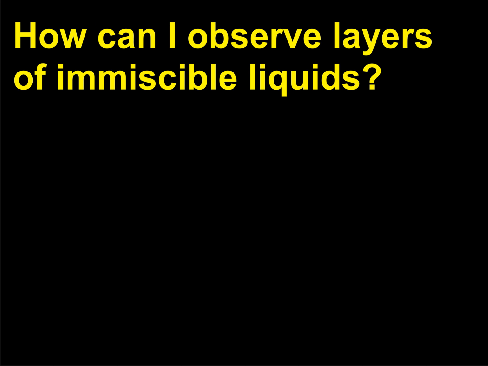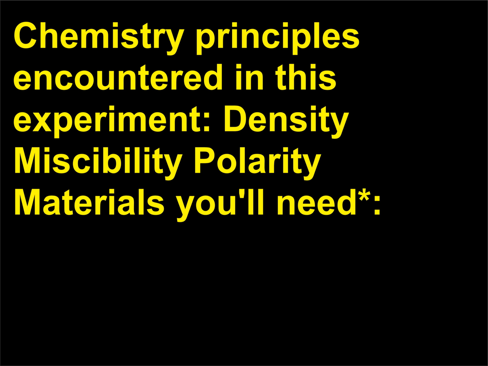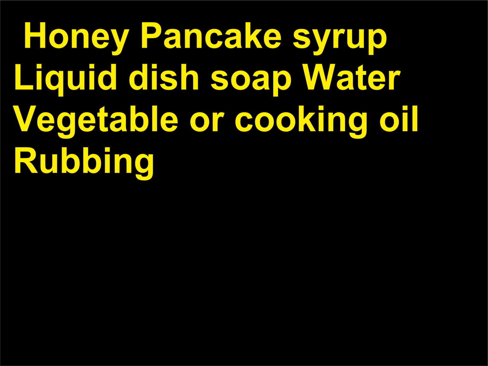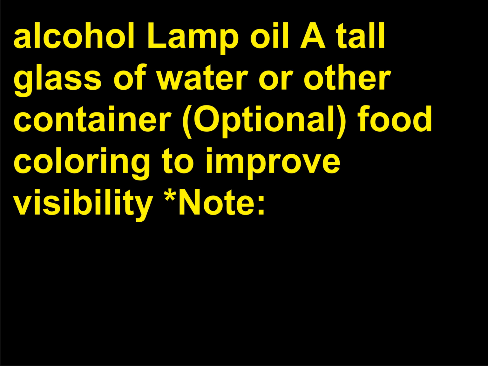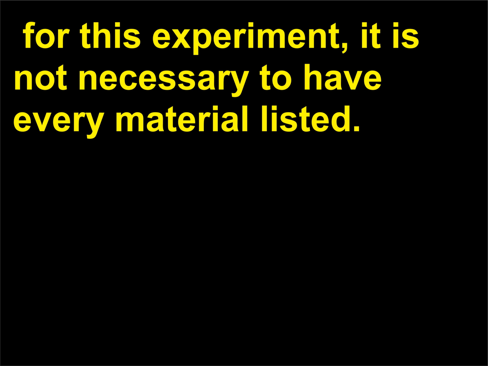How can I observe layers of immiscible liquids? Chemistry principles encountered in this experiment: density, miscibility, and polarity. Materials you'll need*: honey, pancake syrup, liquid dish soap, water, vegetable or cooking oil, rubbing alcohol, lamp oil, a tall glass or other container, and optionally food coloring to improve visibility. *Note: for this experiment, it is not necessary to have every material listed.